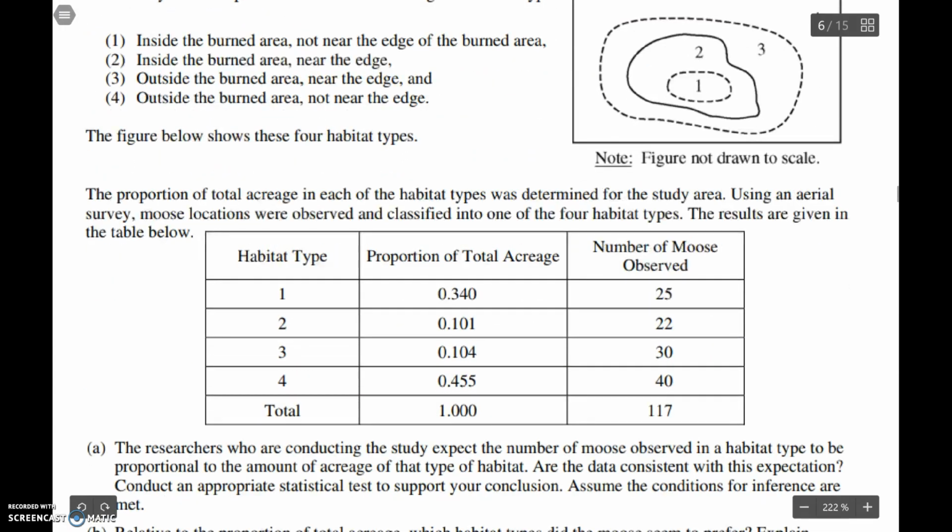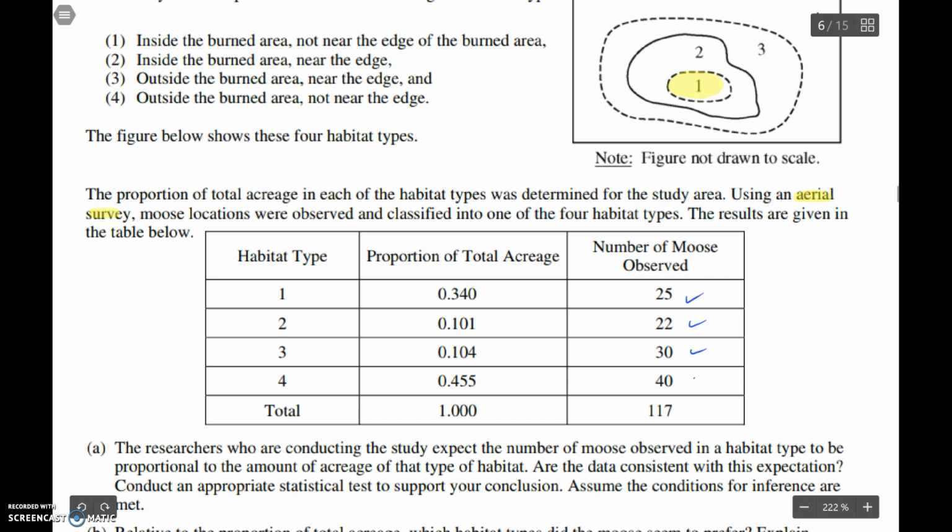So then they did, I'm not going to read this all. They used an aerial survey to look at the proportion of the total acreage. So 31% of the area was area that was burned. 10% was habitat 2, 10% habitat 3, and then 46% habitat 4 outside the burned area. And then they looked at how many moose they found in each of these regions.